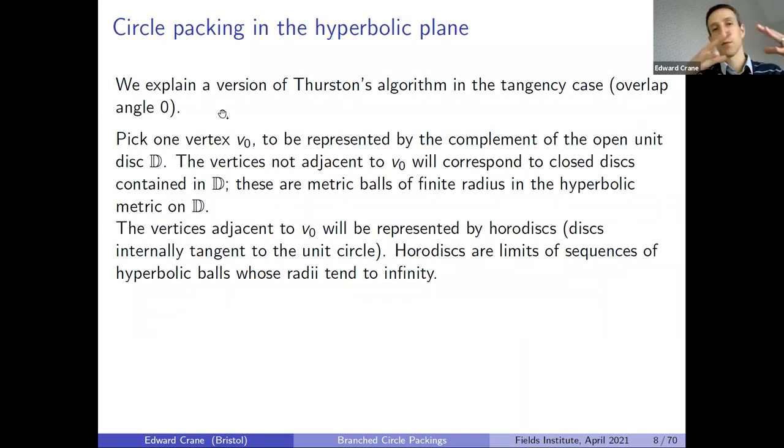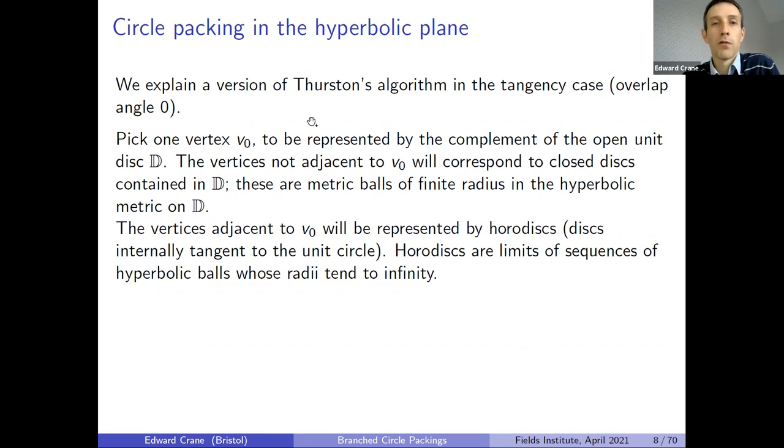So we're starting with a triangulation of the two sphere, and we're going to pick arbitrarily one vertex of that triangulation. It's got to be represented by a disk. By a Möbius transformation, we can move that disk to be the unit circle, or precisely the complement of the open unit disk. So on the Riemann sphere, it's everything of modulus bigger than one and the point at infinity. So everything else has to be packed inside the unit disk.